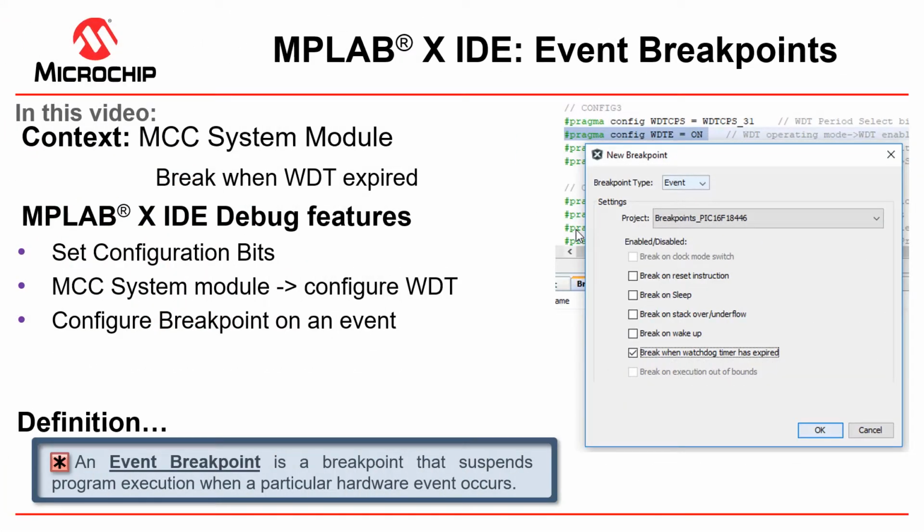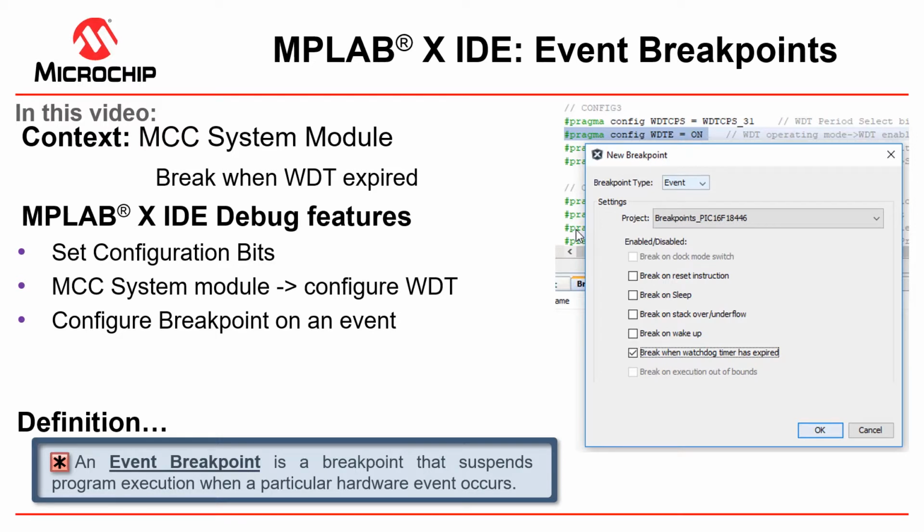So this short video covers event breakpoints. An event breakpoint is a breakpoint that suspends program execution when a particular hardware event occurs. Now, the types of event breakpoints are break on reset, break on sleep, break on stack over or underflow, or break on watchdog timer expired. And that's what we're going to do in this video.